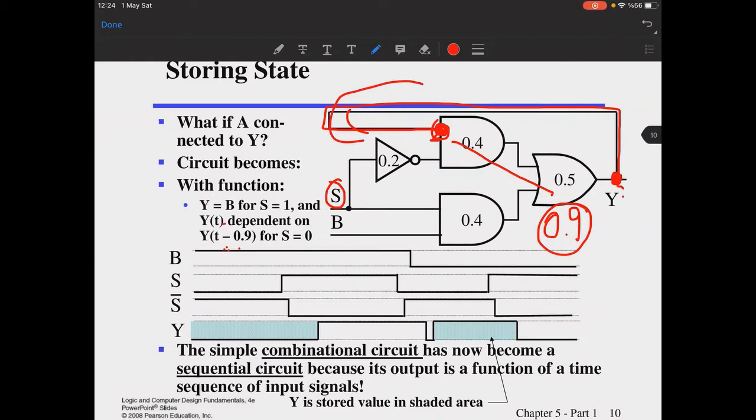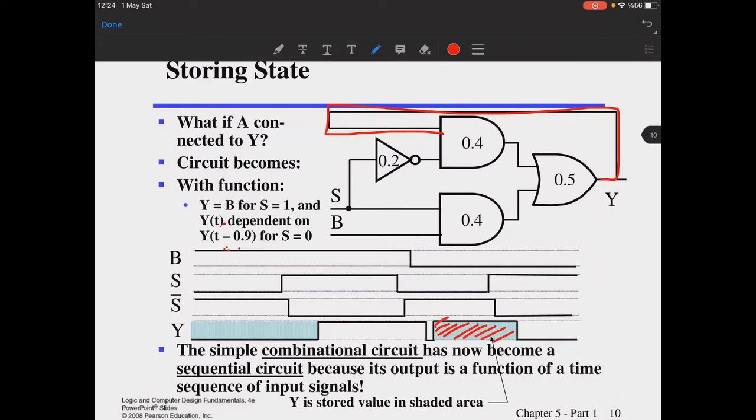And in this sense, this simple combinational circuit has now become a sequential circuit, just with this feedback path. It helps us to make it a sequential circuit now, because why? Its output is a function of a time sequence of its input signals. And now what you see here is that the y value is stored in these shaded areas here. Your y value is taken into consideration. It's like storing your state, okay, remembering it.